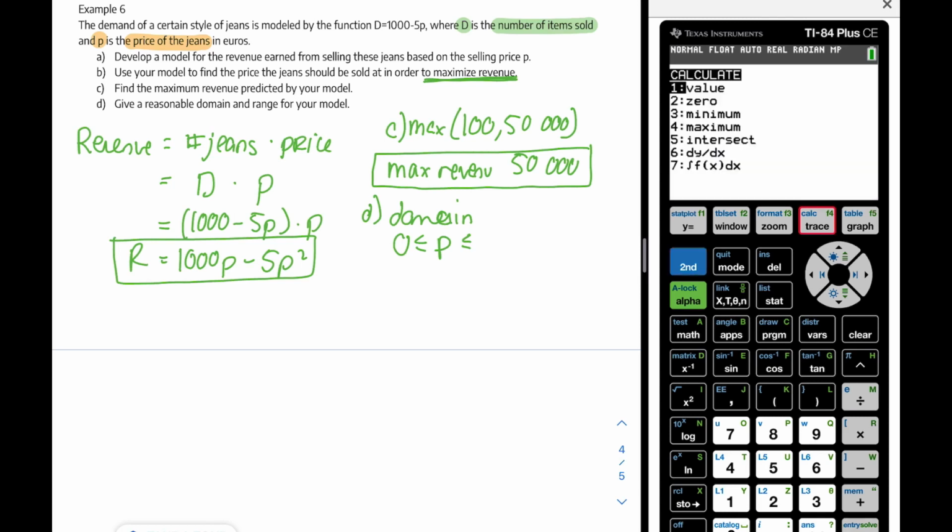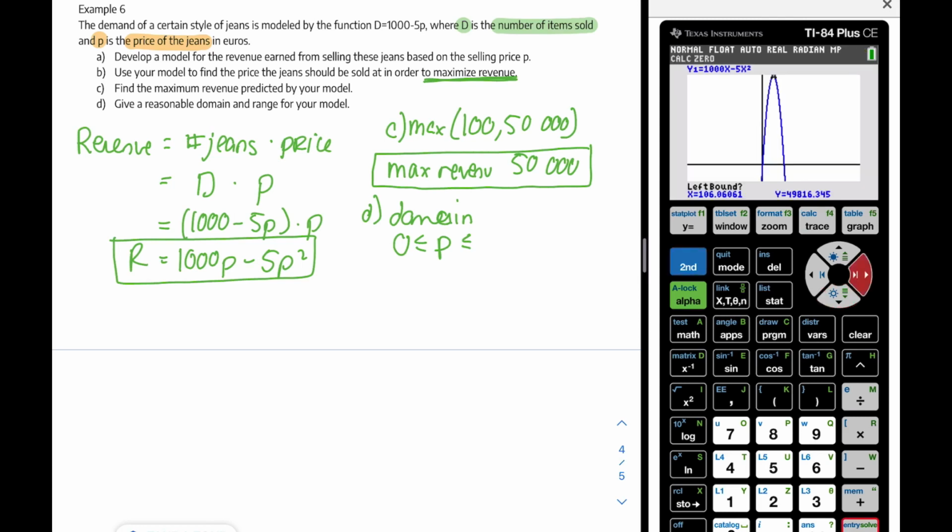And I can find that by looking for the 0 on my function. I'm going to look for the 0 which is on the right-hand side, the furthest away. And then I'm going to guess. It's kind of hard to guess. So this 0 is 200. So if the price goes above 200, then we're going to have a revenue in the negative, and we don't want this to happen. So this is going to be our domain. And our range is going to be from 0 all the way to, we said our maximum revenue was 50,000. So this is going to be the appropriate domain and range for this question.